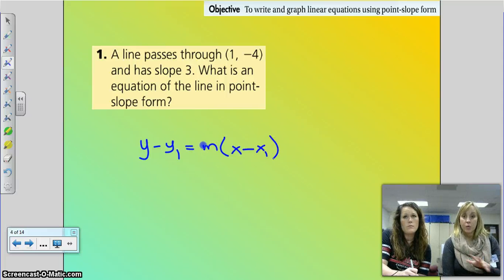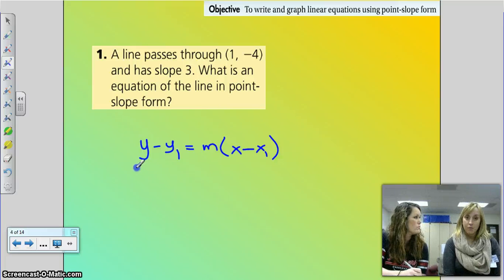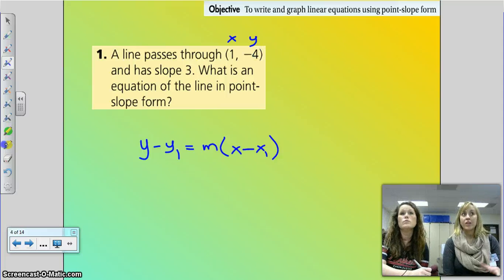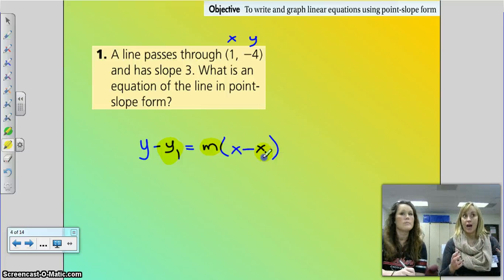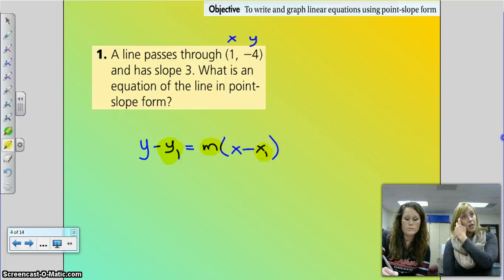So guys, the first thing you want to do is write down the formula: y minus y1 equals m times the quantity x minus x1. And then we plop in our values for where they go. We're only given one x and y, so in this case we're not labeling them x1, y1, because that's all that we have. So go ahead and plug this in.